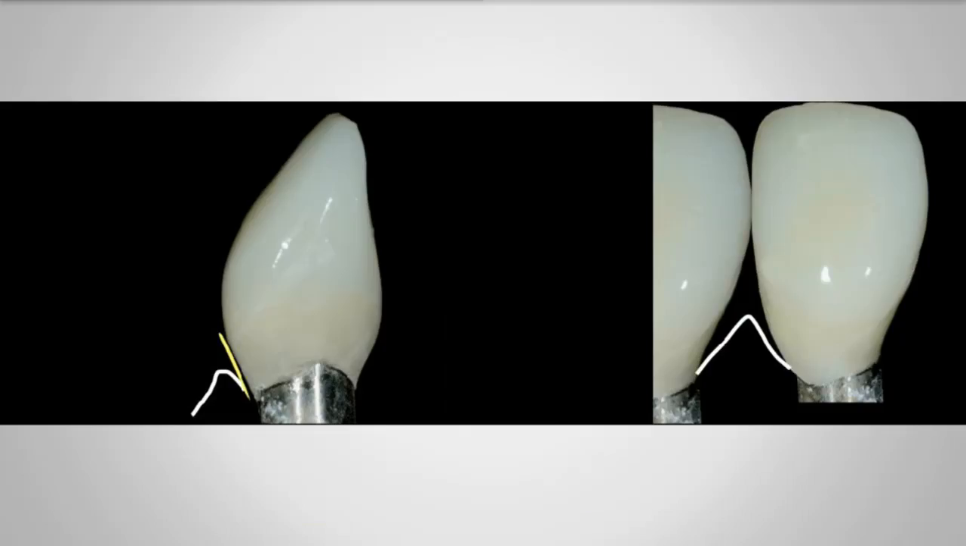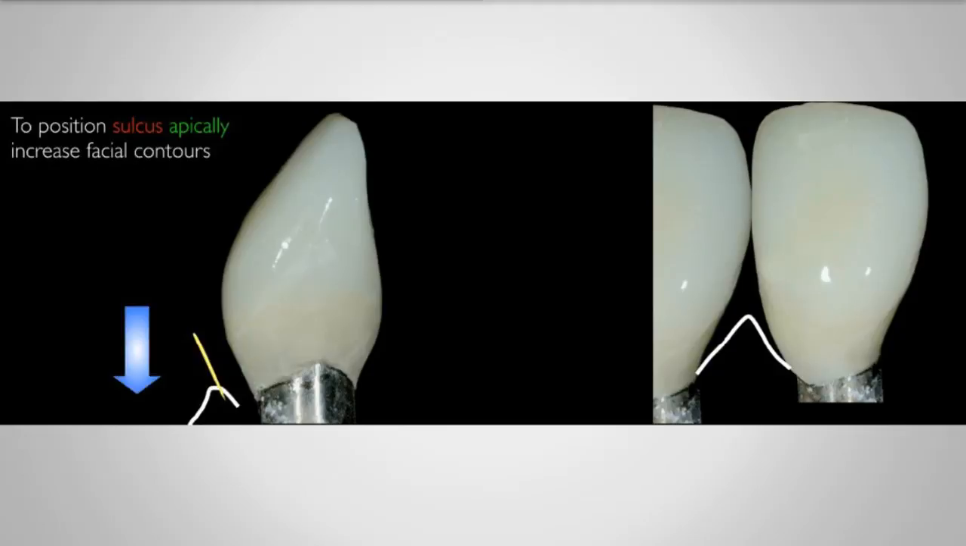All right, so here's how it works. There are instances where you'll actually want to move the sulcular tissue in an apical direction. In order to do that, you're going to increase the subgingival contour of the restoration. You can either add some material or leave a little bit of bulk there. That will push the tissue apically.